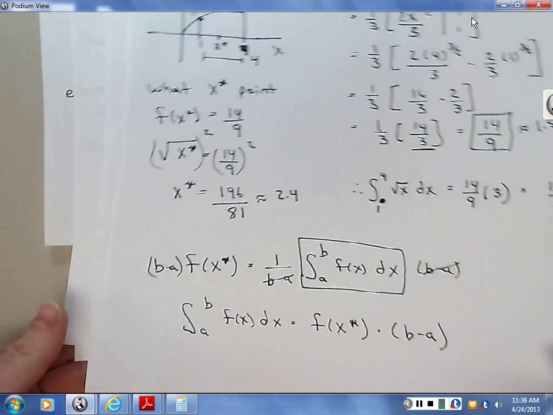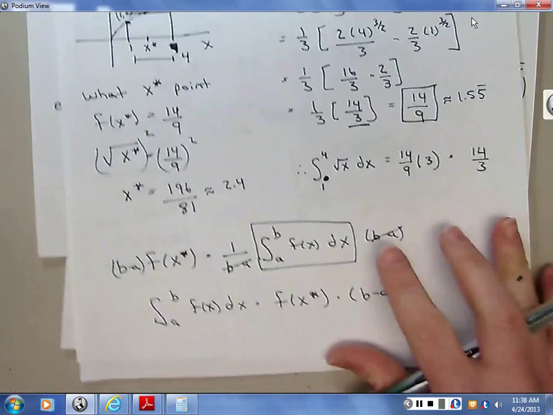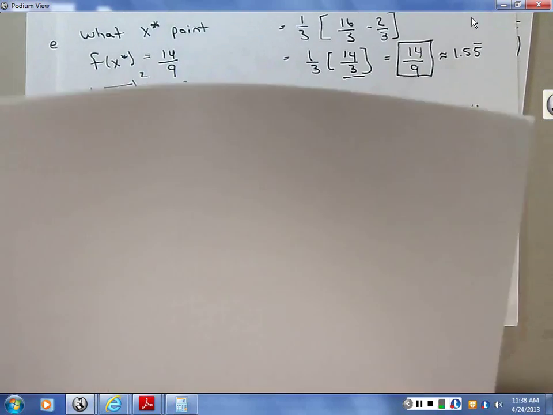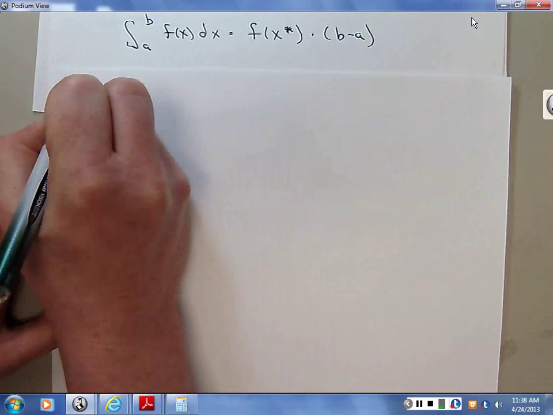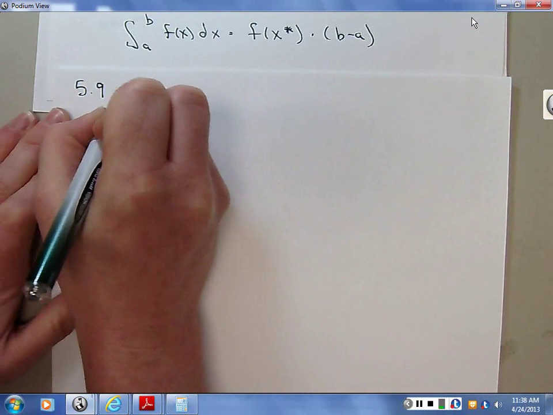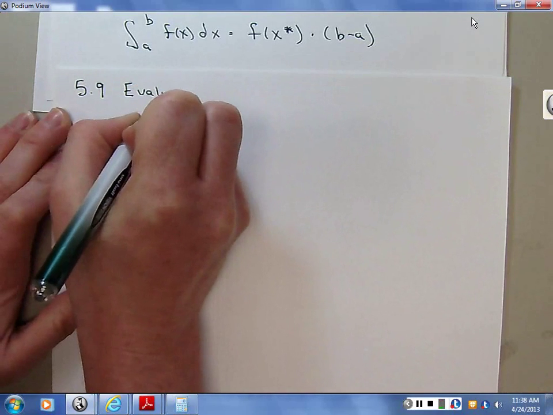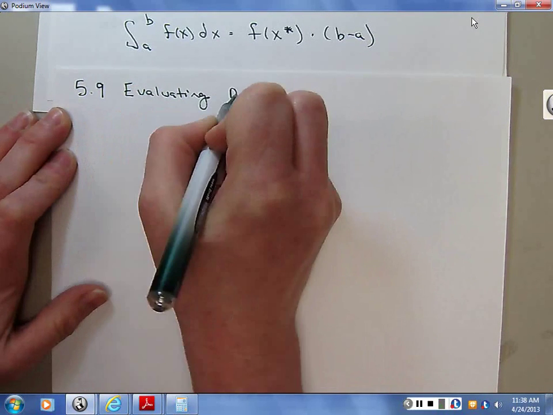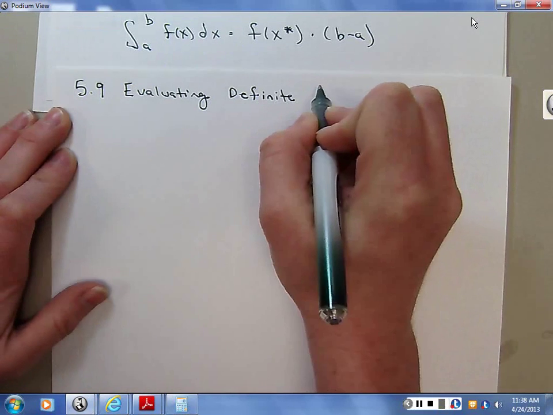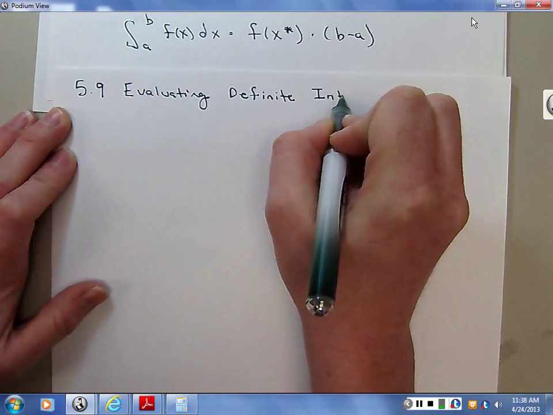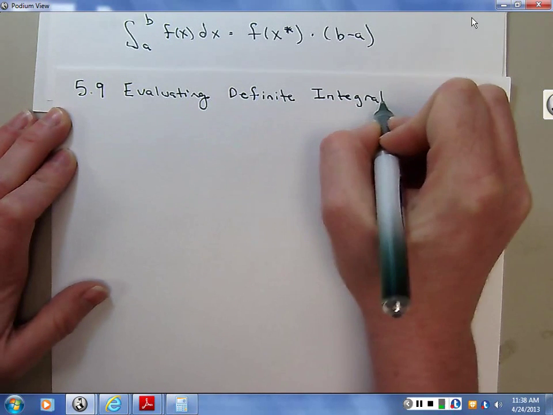So we're going to introduce 5-9, and I'm only going to probably have time for one example here. 5.9 is evaluating definite integrals using u substitution. So I said we would talk about this dummy variable u when we actually have bounds to deal with.